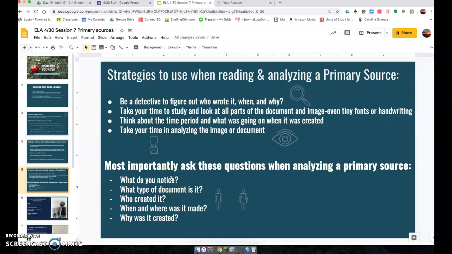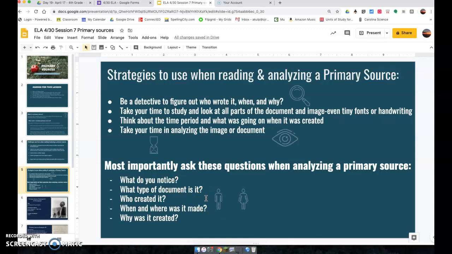Almost like when we were doing our TDAs and we were reading a text, as readers, we stop to say, okay, what's the gist? What is it really all about? You're going to do something just like that. What do I notice about the photograph? Or what do I notice about the document or the letter? What type of document is it?